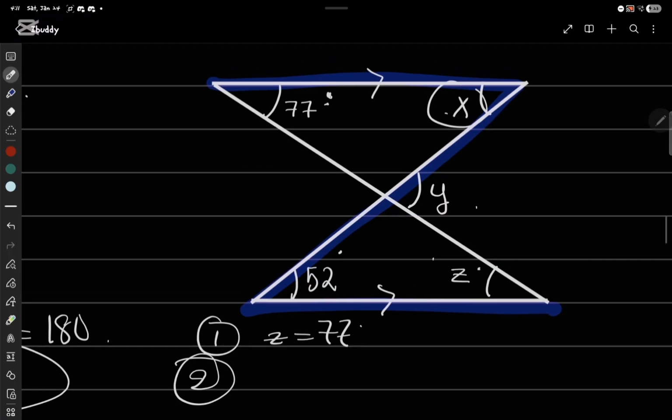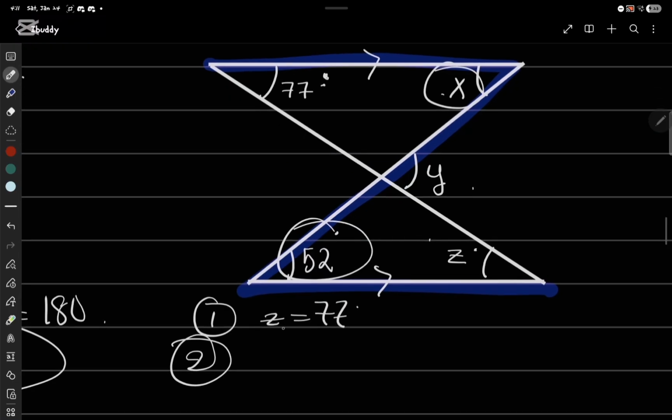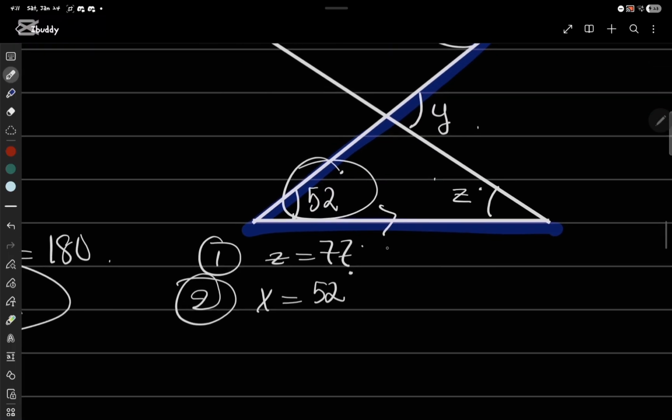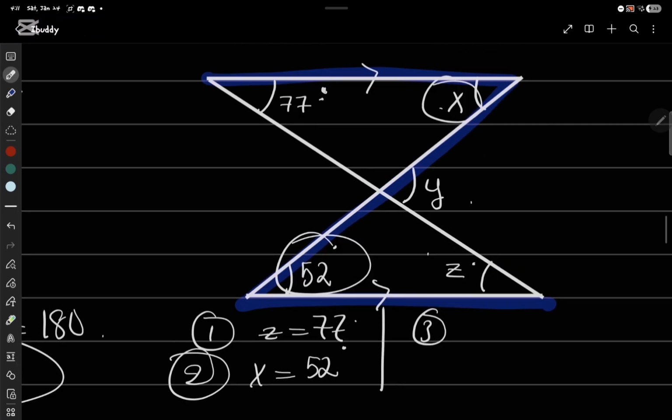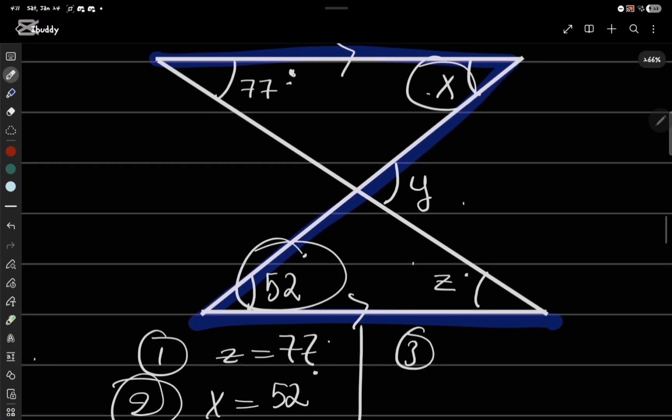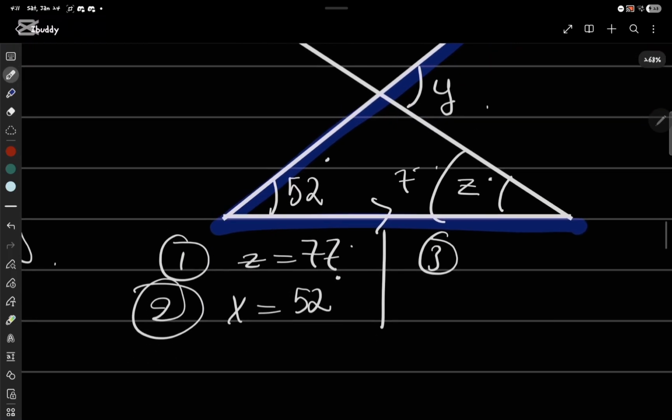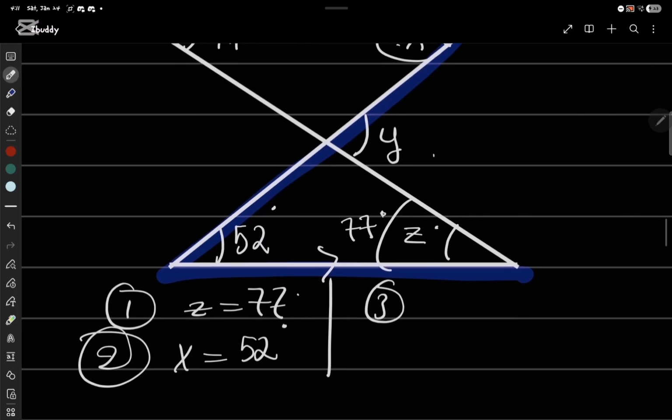Next, we also see X and 52 are also lying on the same Z pattern. Hence, X also equals 52 degrees, right? Okay. Now, we want to find angle Y. How do we find it? So we know that, let's label it in. So Z equals 77, and we have 52 here.